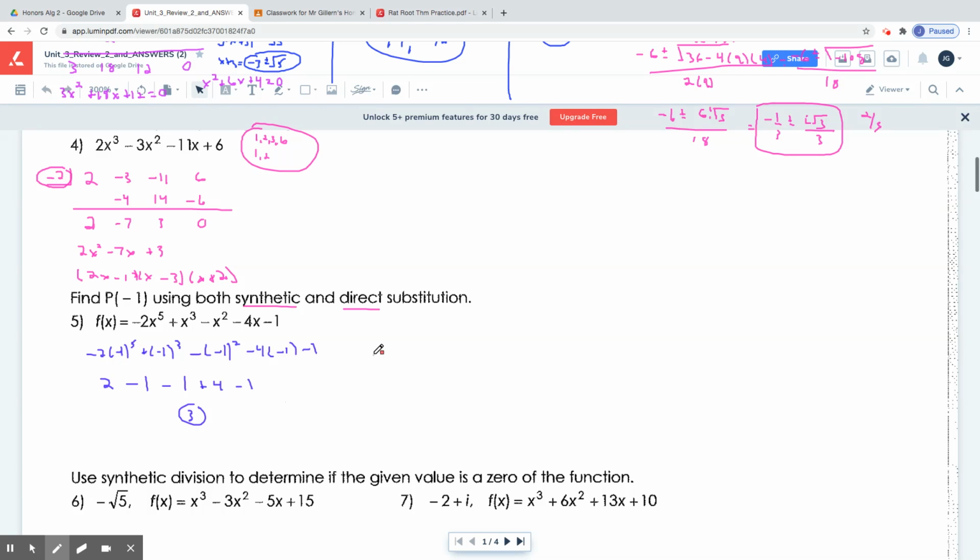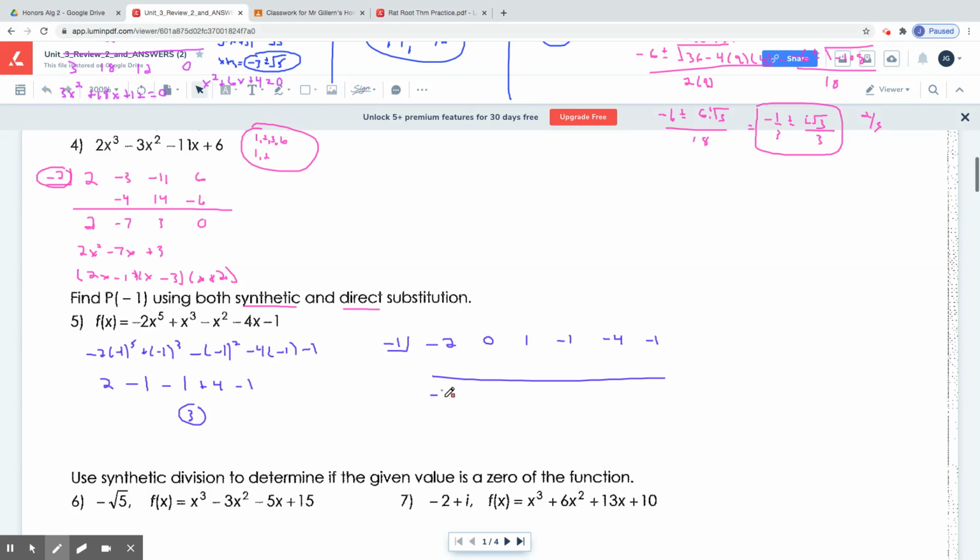All right, now to do synthetic substitution, we put the -1 in the box. We put all the coefficients. Now, notice, -2 to the 5th. This is to the 5th, which means I need to the 4th. Well, there is no 4th. Put a 0. X cubed is 1. X squared is -1. The x is -4 and -1. Yeah, need that 0 in there.